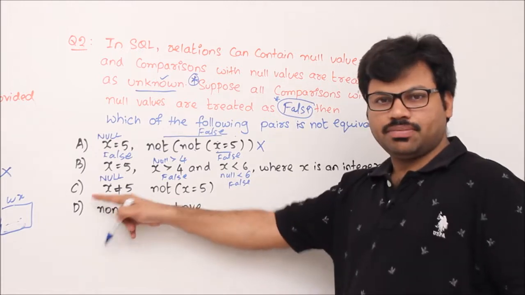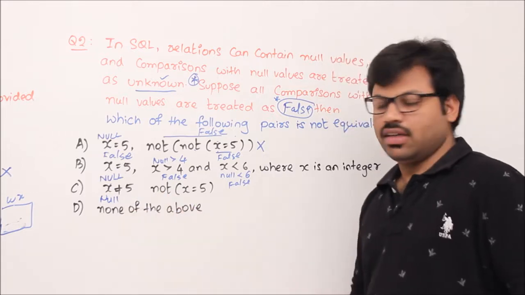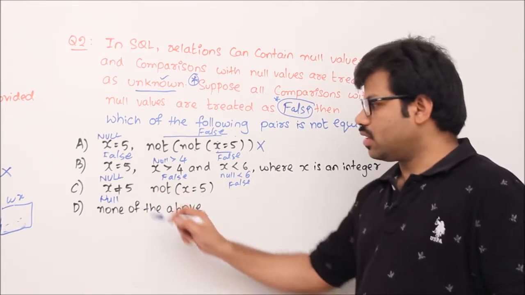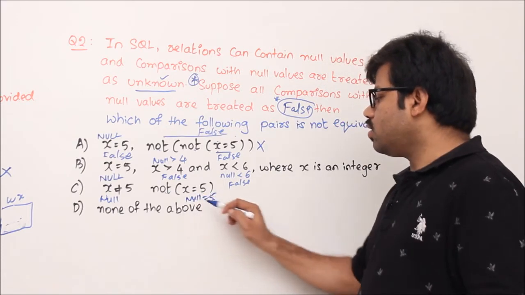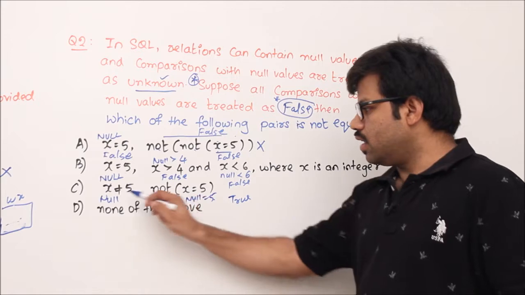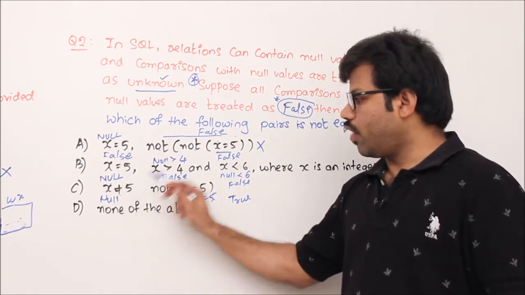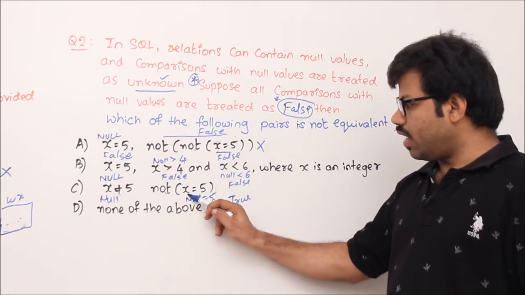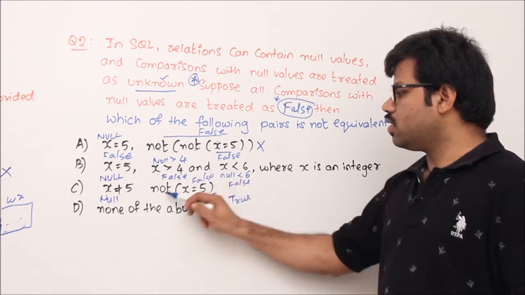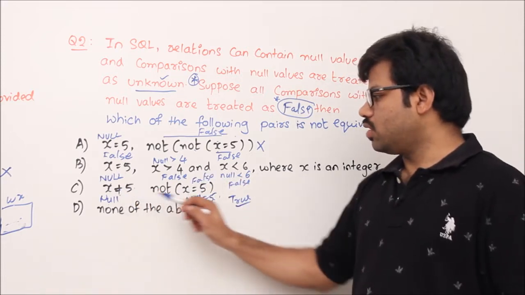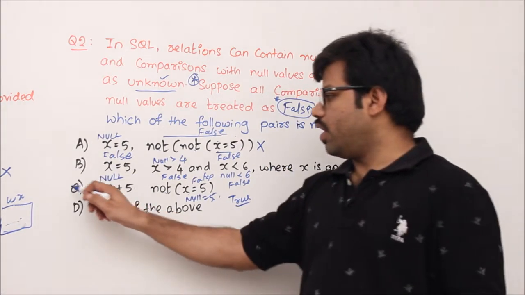Now see option C. x not equal to 5. When x is null, directly I am checking: null not equal to 5 is false, correct? Now here, null equal to 5 is false, but not of false is true. Then I realize that these two statements are not equivalent in the presence of null values. Null not equal to 5 is false, but here not of null equal to 5: null equal to 5 is false, and not of false is true. So this you got false, this you got true. Both are not equal. So the pair which is not equivalent is option C.